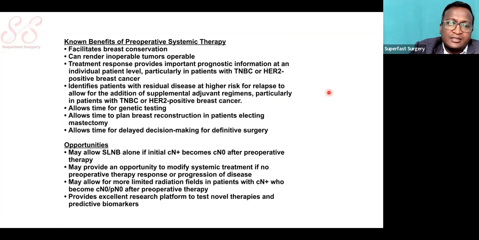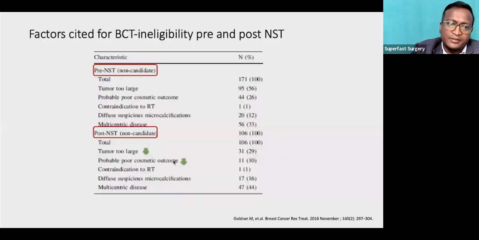And it allows the time for genetic testing, breast reconstruction. We have time while the patient is undergoing chemotherapy, we can plan the breast reconstruction. Okay, and we can wait for genetic testing. Okay, and of course it gives opportunity for sentinel lymph node biopsy if the node positive becomes N0 after neoadjuvant chemotherapy. But the greatest disadvantage of neoadjuvant chemotherapy is possible overtreatment if we overestimate the clinical stage, possible undertreatment if our clinical stage is underestimated, and the possibility of tumor progression during the chemotherapy if it is not responding. So these are the advantages, the breast conservation ratio has increased.